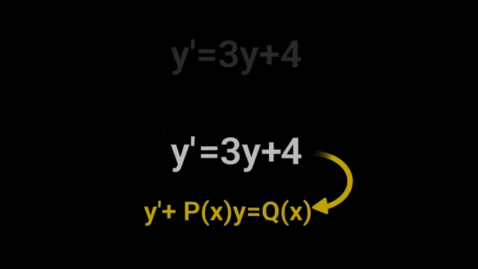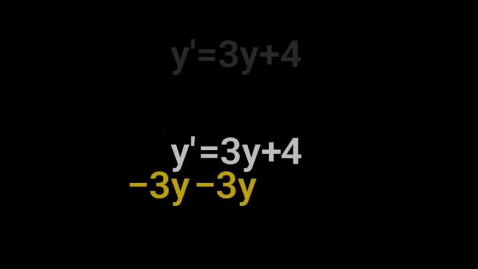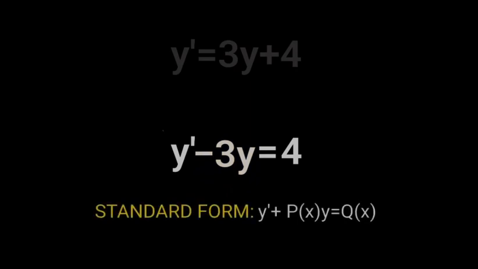Now, to put y prime equals 3y plus 4 into standard form, we have to subtract 3y from both sides. When we do that, on the right side 3y minus 3y cancel each other out. And then we have y prime minus 3y equals 4. Now we can see that our equation matches the standard form. That is y prime plus p of x y equals q of x.